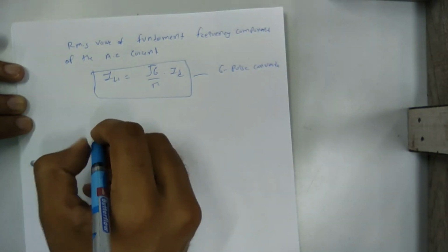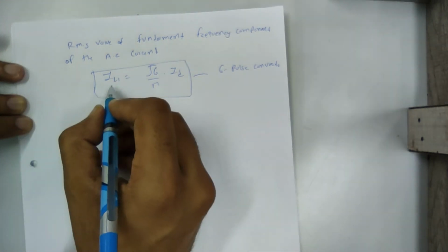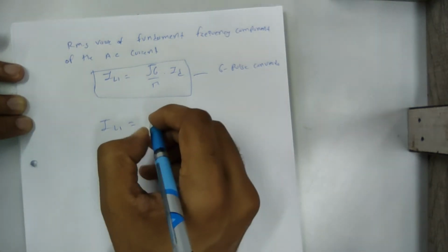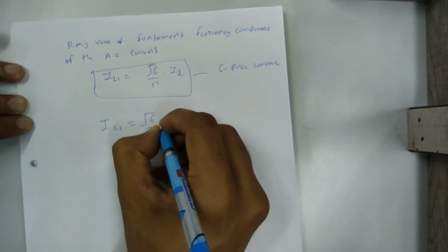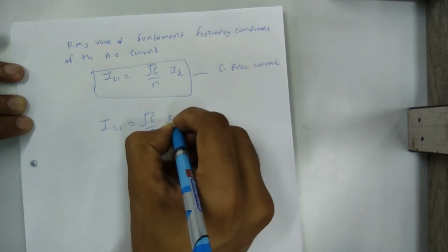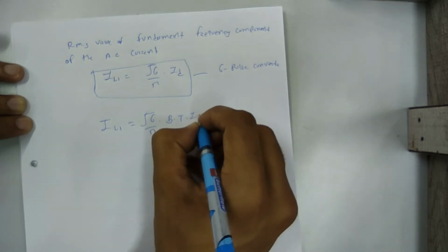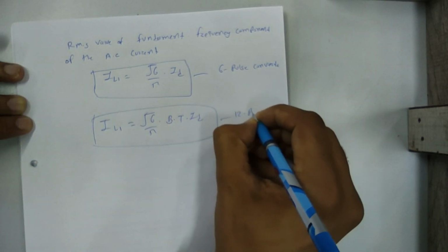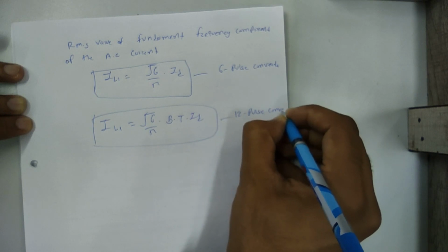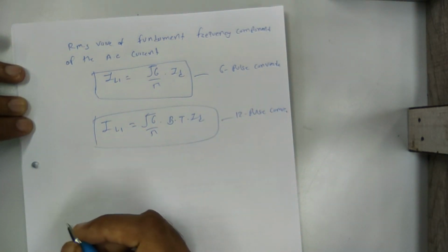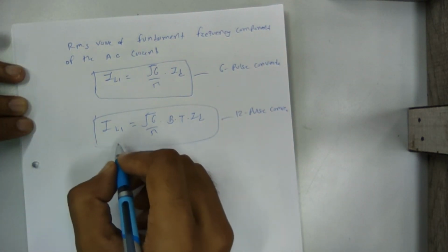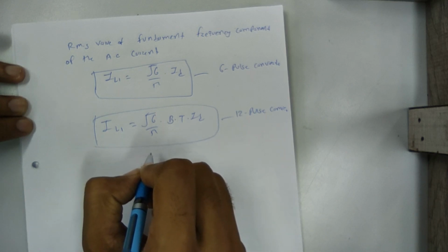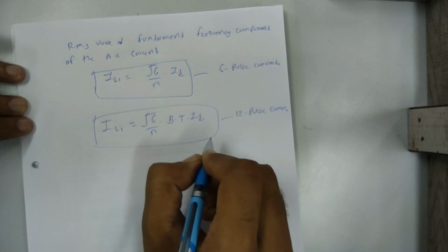But for the 12 pulse converter, the relationship between the RMS value of the fundamental current and ID is IL1 is equal to root 6 by pi into B into T into ID. So this is the equation for IL1 for 12 pulse converters. So this is a modification in the fundamental frequency component of the line current in the 12 pulse converters, or you can say in the multi-pulse converter.